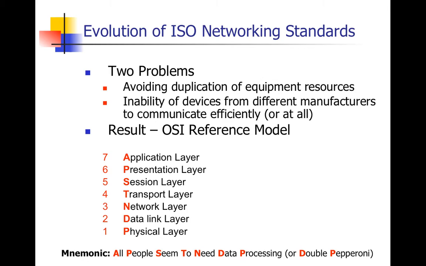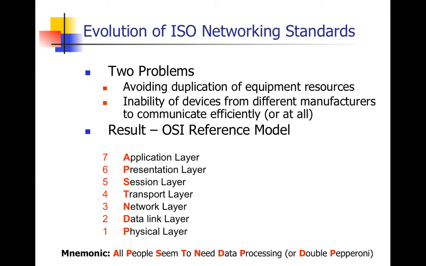It uses what we call an OSI reference model. So what is this OSI reference model? There are two things that are important to us. We want to avoid duplication of equipment resources. We want to be able to interoperate or intercommunicate. Just because you have a Windows-based computer, or a Microsoft-based computer, and you have a Mac-based computer, it doesn't mean that you can't communicate with each other.